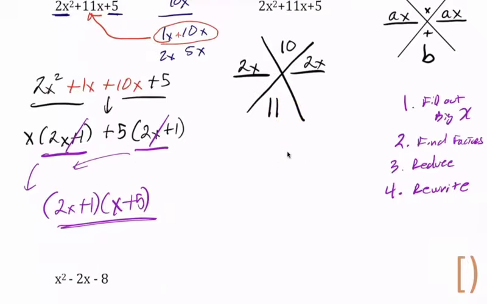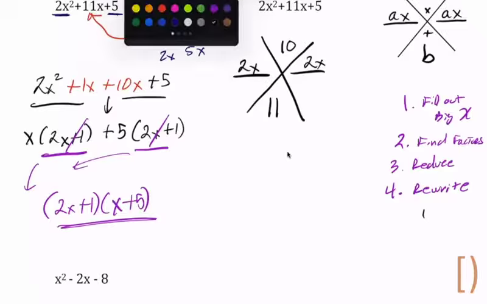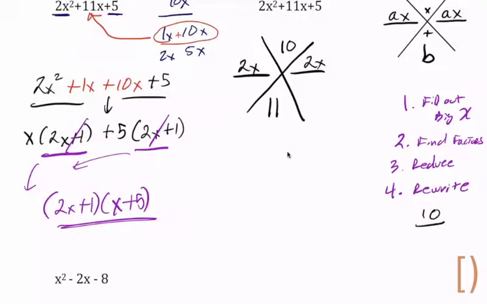Here's 10, and I gotta find my factors of 10, so that's what, 1 and 10, and 2 and 5, right? The two numbers that multiply to get 10. And we want to add them up to see which one gets us 11, and that'll be 1 and 10. Right, so my steps: I filled out the big X, I found the factors that multiply to get 10, but add to get 11.